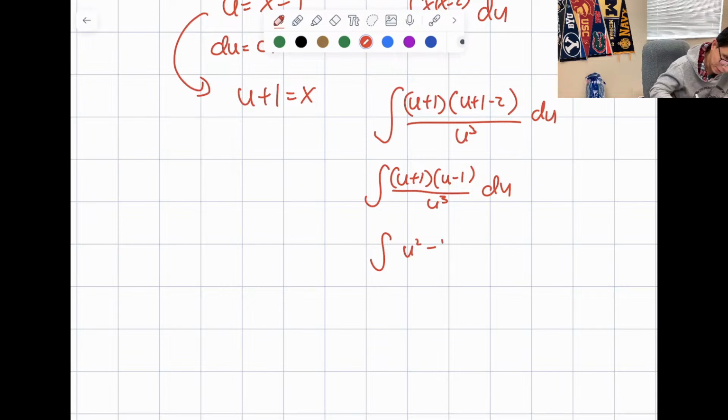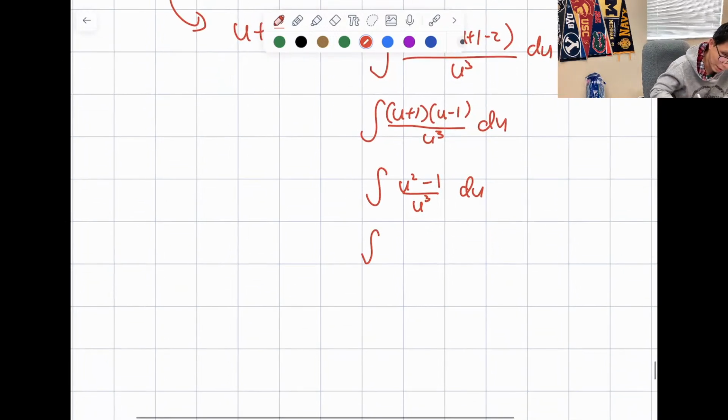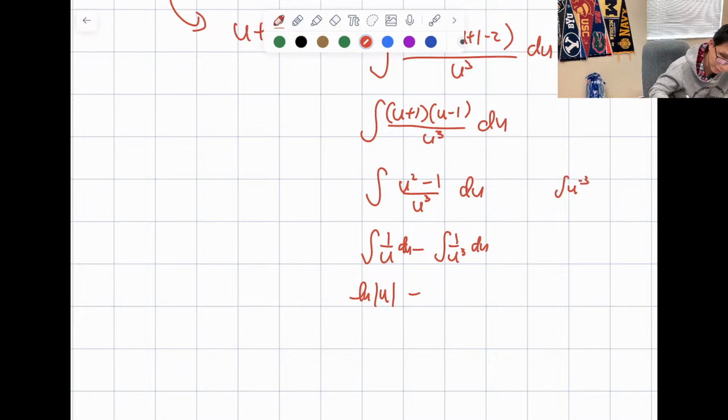u squared minus 1 over u to the third du. That's called difference of the square, and it required a little bit of math. So that's going to be 1 over u minus 1 over u to the third du. This one's a natural log of u, minus the integration of u to the negative 3. So that's u to the negative 2 over negative 2, so that becomes positive 1/2 u squared plus c.